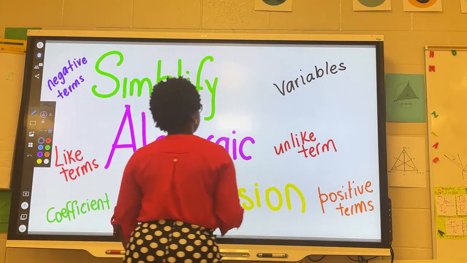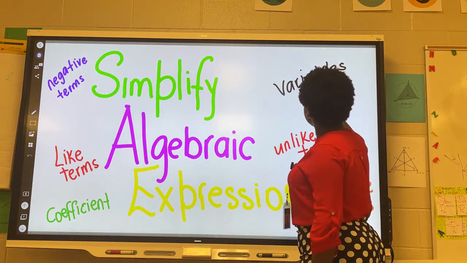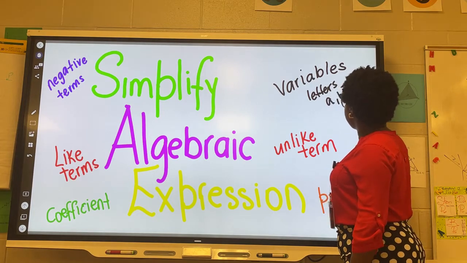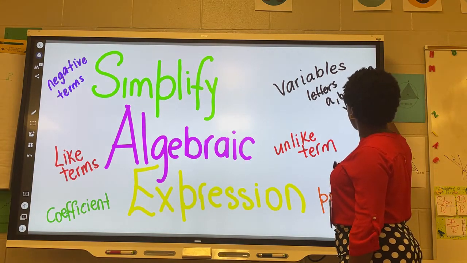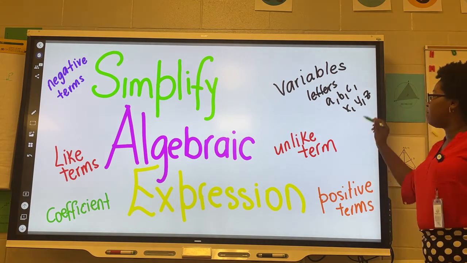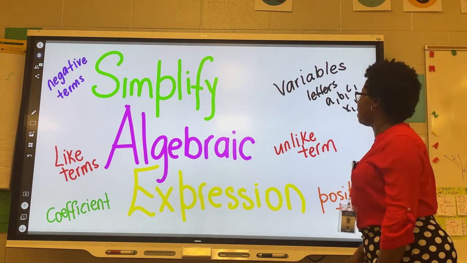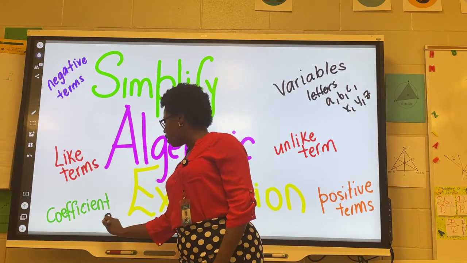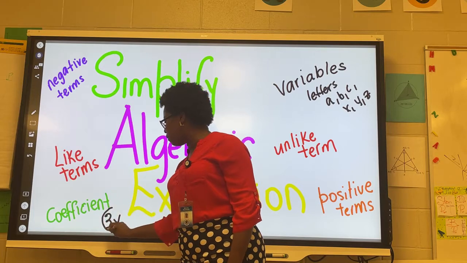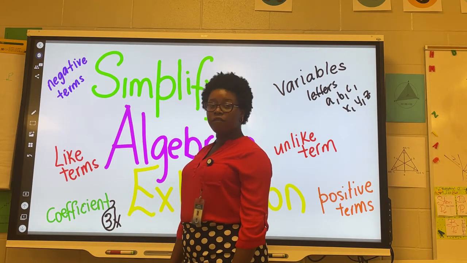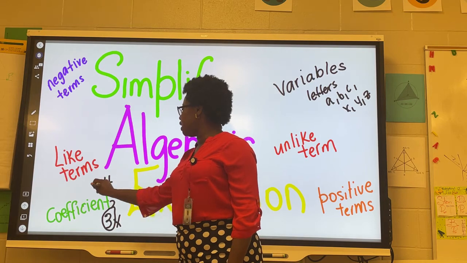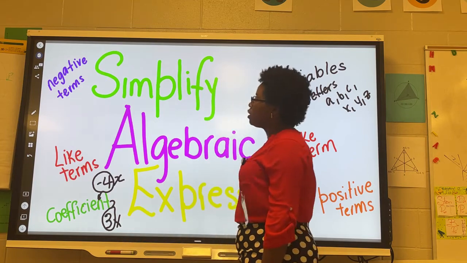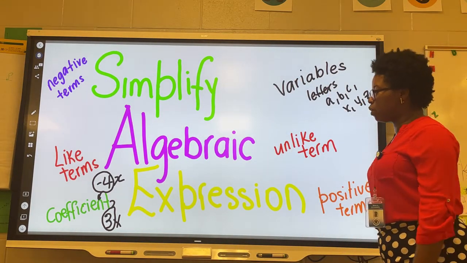When it comes to variables, you know that these are any letters from the alphabet, so it can be A, B, C, X, Y, or Z. Whatever letter you see in your expression is what's called your variable. The coefficient is the number that stands in front of your variable. For example, in this one the coefficient is 3. If you see a negative 4x, the coefficient here is negative 4. That's what is known as the coefficient.